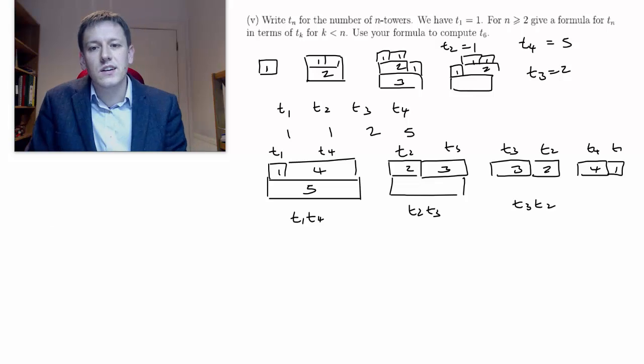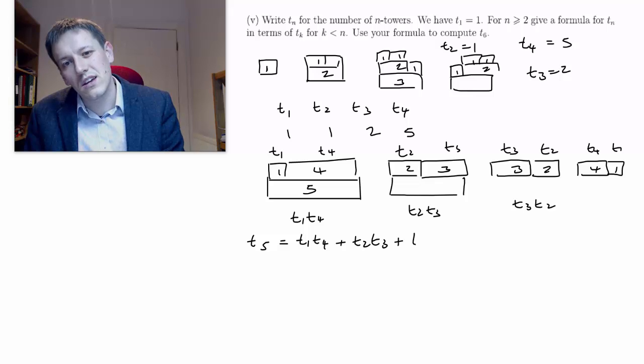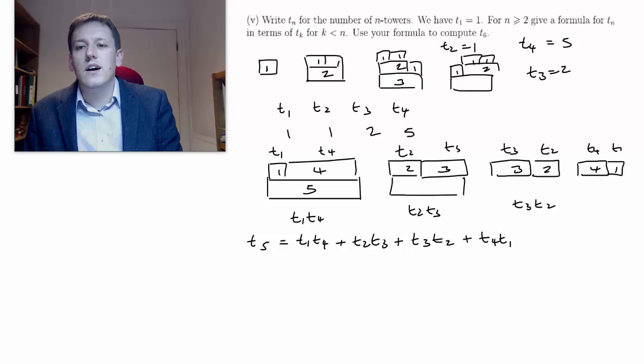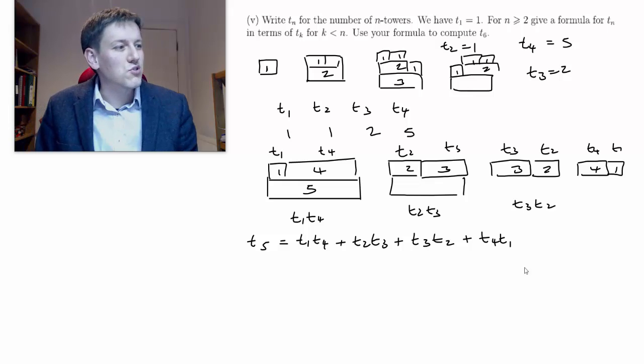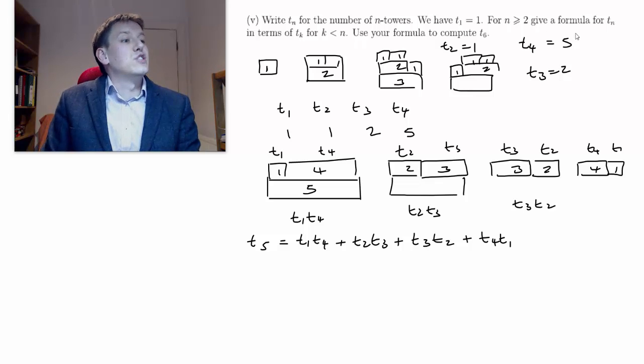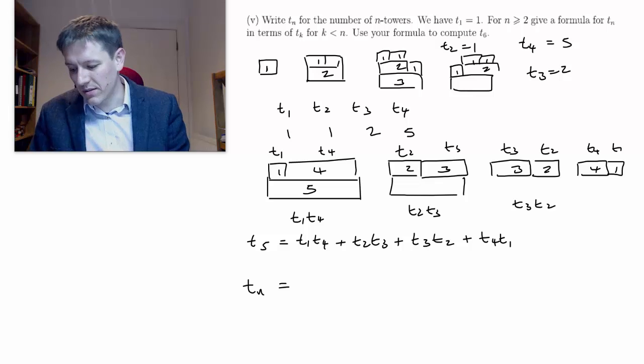So actually, for T5, what I want to do is T1, T4, plus T2, T3, plus T3, T2, plus T4, T1. Now, if you can show the structure here clearly, you might get the marks, but it does want something in general for Tn. So I've got to really try and pick this apart and think about what I'm doing.